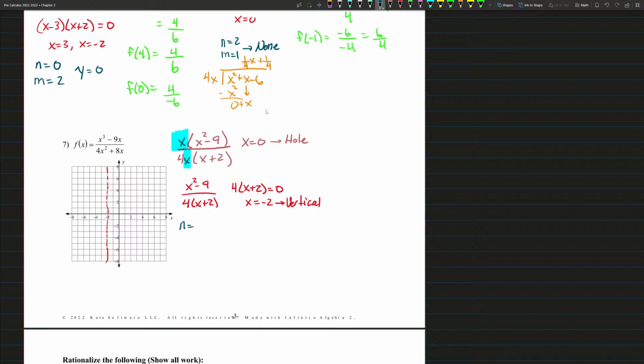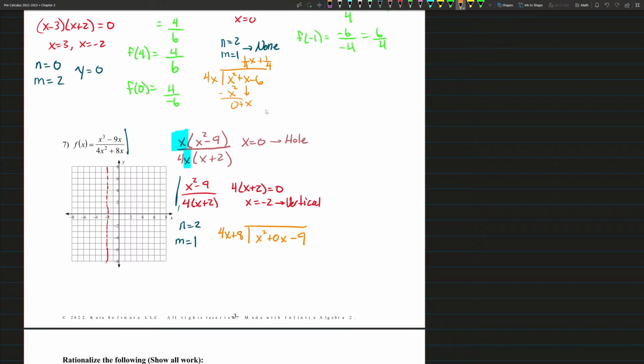So n is equal to 2, m is equal to 1. You can do either one. You can start up here, or you can use these down here. I'm using x squared minus 9 over 4 times x plus 2. Okay. So n is 1 greater than m. So we have to check the slant. So I'm going to make this 4x plus 8 into x squared plus 0x minus 9.